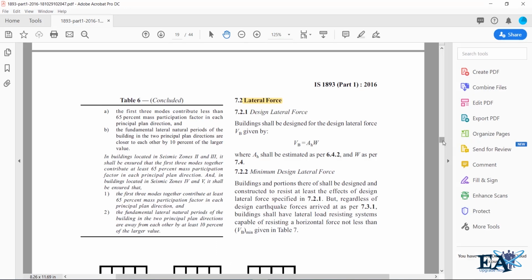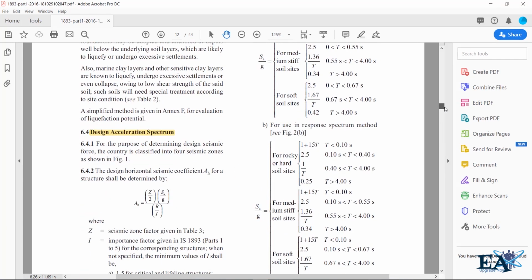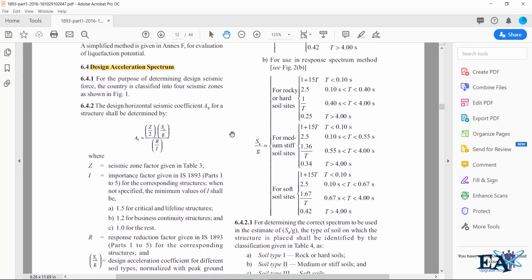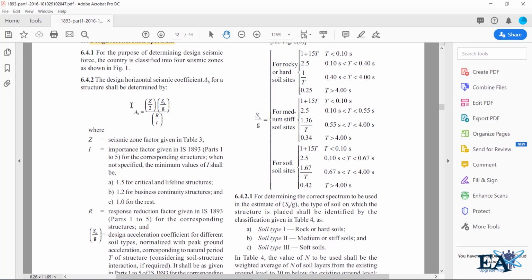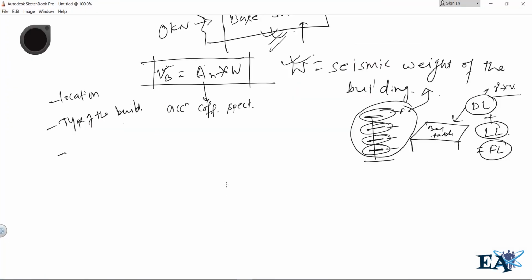If we go to clause 6.4 of IS 1893 Part 1, 2016, it gives the formula to calculate AH. The design horizontal seismic coefficient AH for a structure shall be determined by AH equal to Z by 2, SA by G, and R by I.